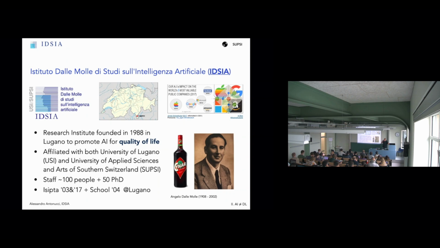Now, basically, we are a kind of AI department of the University of Lugano. Long time ago, we were a very small institute, like 30 people. Now we are growing because AI is growing a lot. And let's say also that we have some, I would say, strong connection with this community.